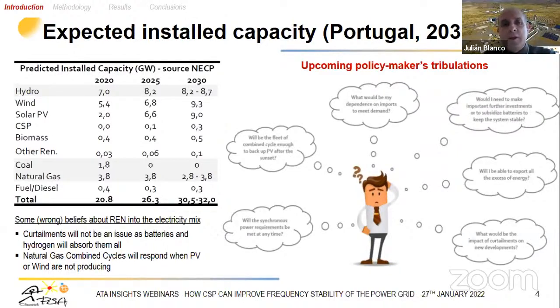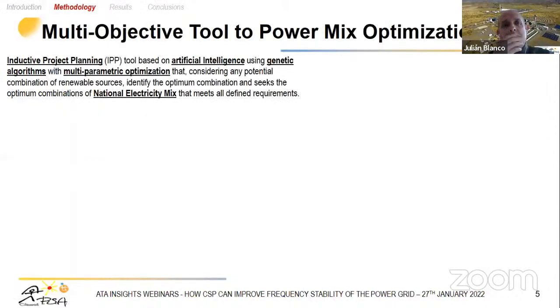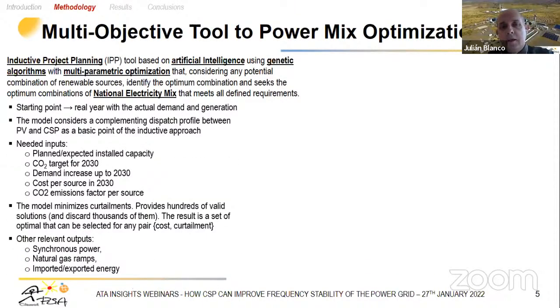But what is true is that there is a number of questions that all the policymakers address regarding the high penetration of renewables in the system. It's about exporting, importing, the capacity to meet the demand, dealing with the high level of curtailments, etc. To address all this, we have developed a specific tool based on inductive project planning, based on artificial intelligence, which tries to address, in a specific mix, what is the optimum combination of different sources to provide the minimum cost or the specific boundary condition that could be imposed.